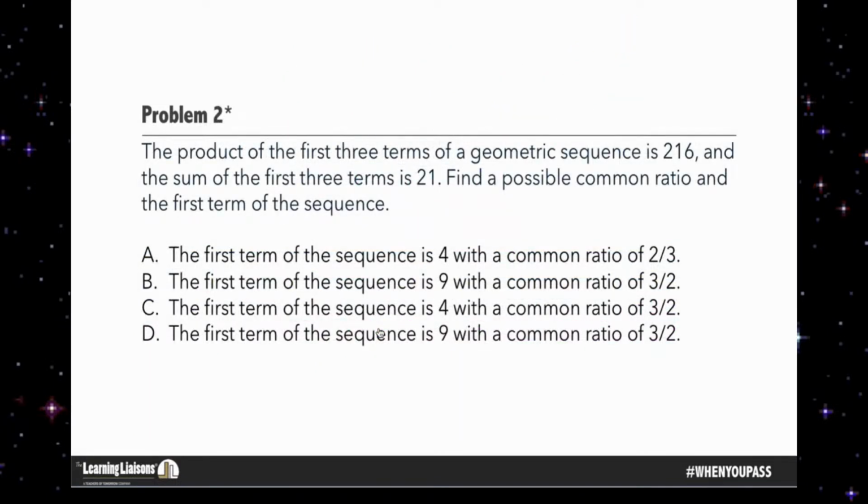The product of the first 3 terms of a geometric sequence is 216. And the sum of the first 3 terms is 21. Find a possible common ratio and the first term of the sequence.